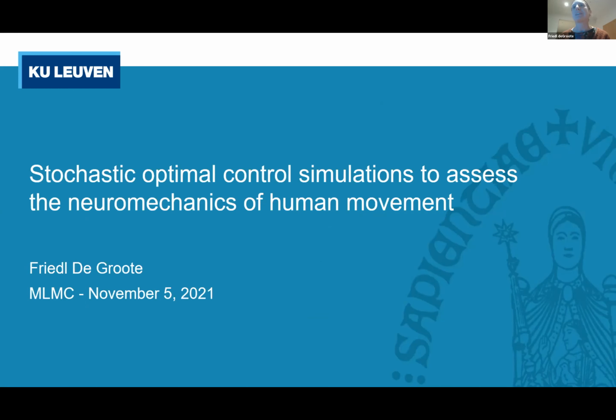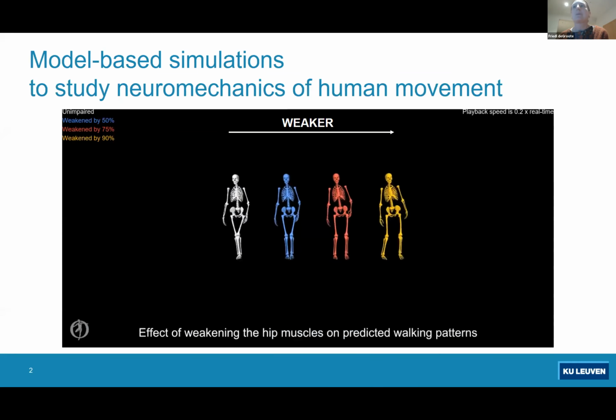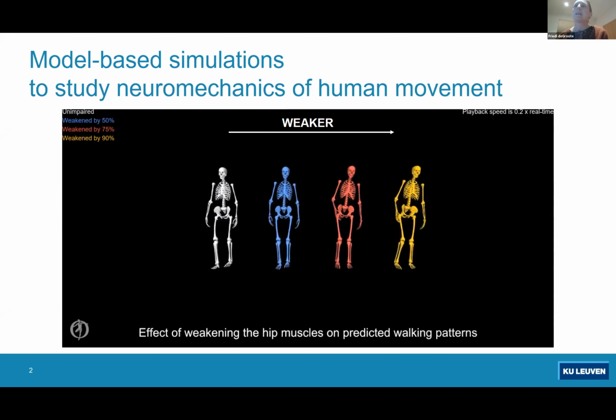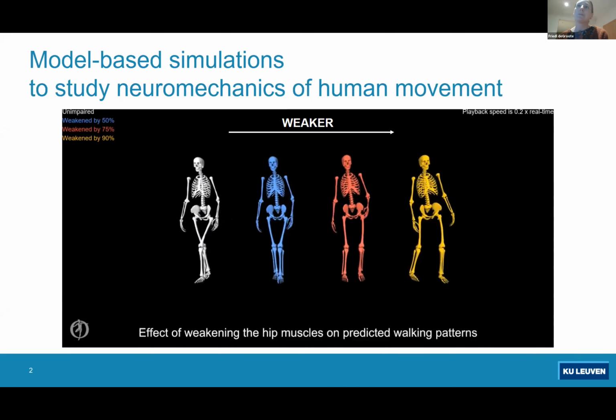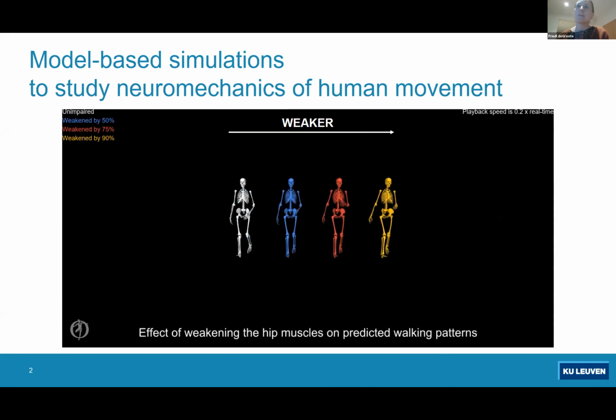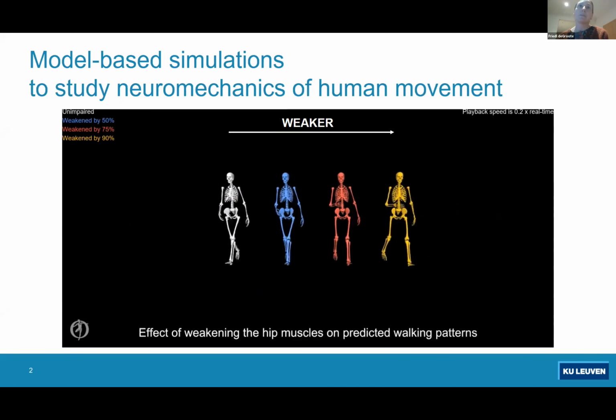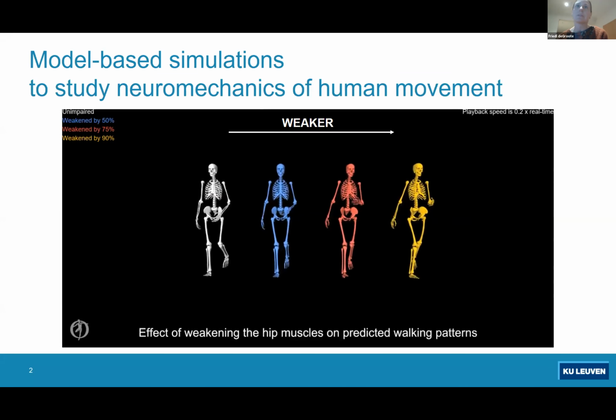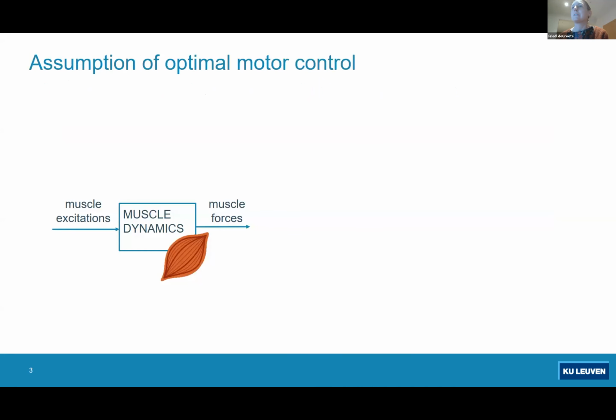So as a bit of a general introduction, I think model-based simulations can give us unique insights in neuromechanics of human movement, because in simulation, we can alter isolated properties of the neuromusculoskeletal system and evaluate their effect on the movement pattern. For example, we can evaluate how reducing muscle strength alters the gait pattern, as you can see in this movie where we reduced hip muscle strength. And therefore, simulations can complement experiments where it is often unfeasible to study the effect of isolated properties of the neuromusculoskeletal system. Simulations are based on a model.